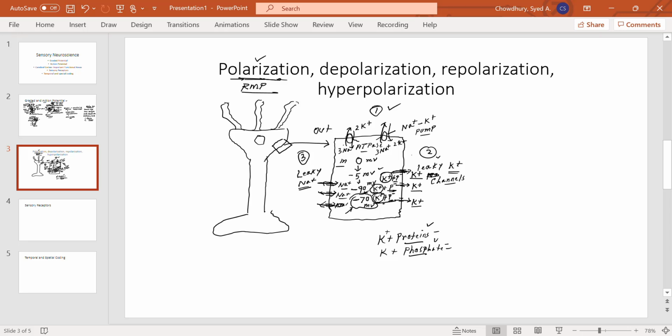Now, number 3 is leaky sodium channels, right? The leaky sodium channels would let the sodium get in because sodium concentration is high outside, right? Sodium will get in a small amount because the membrane permeability is much lower than potassium. So since sodium, positive, is getting in, from minus 90 the membrane potential will move up towards positive to minus 70 millivolt, and that is the resting membrane potential. Okay, so that's how the resting membrane potential is established.